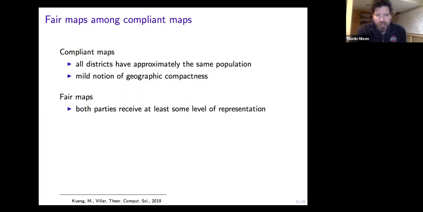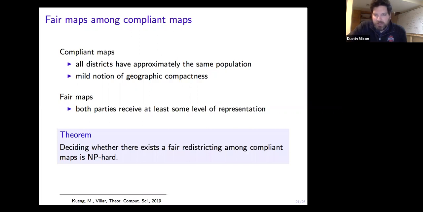And then for fair maps, we just want both parties to receive some level of representation. Okay, so we're going to be thinking about a distribution of voters that are like half blue and half red. And we just want blue to get an epsilon fraction of the seats, even though they have half of the vote. So it seems like a very weak ask here. Can we guarantee, can we find a compliant map that is fair in this very lowball sense? And the answer is, it's actually hard to find out. It's NP-hard to identify a fair redistricting amongst compliant maps.